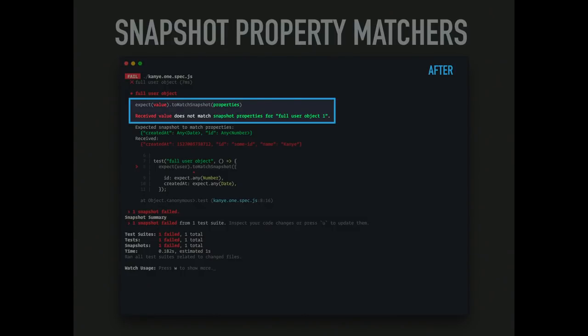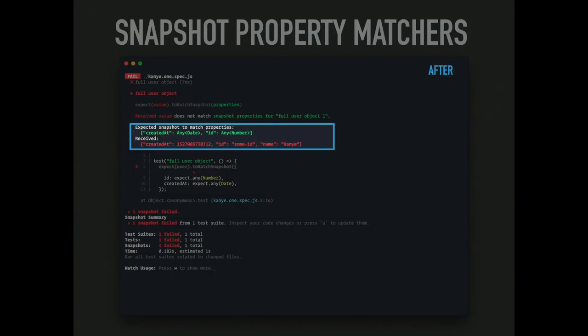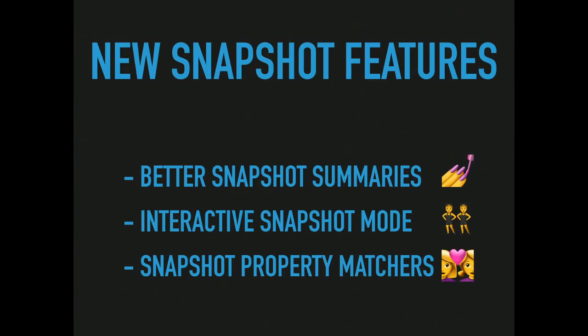So we're writing to the snapshot the stringified value of the asymmetric matcher, but we're also running those matchers to make sure that the data type doesn't change. So you still have confidence that createdAt is a date, but you don't need to actually care what the date is. And that is the snapshot property matchers in Jest 23.